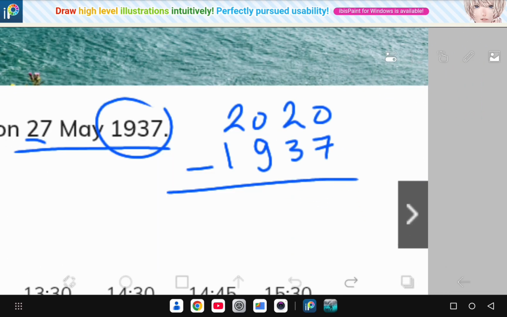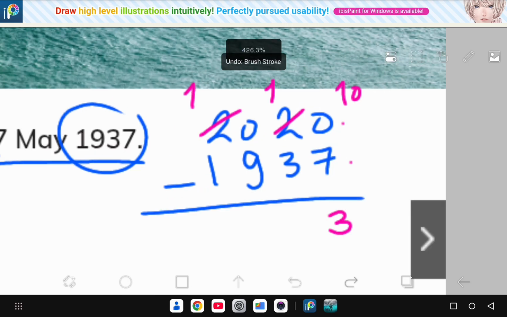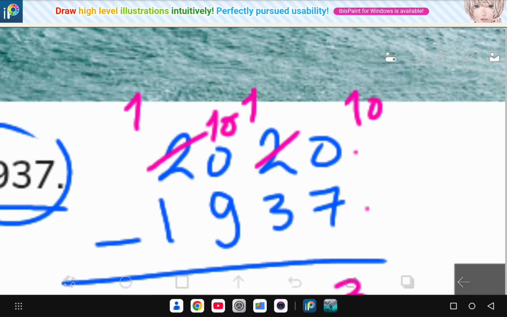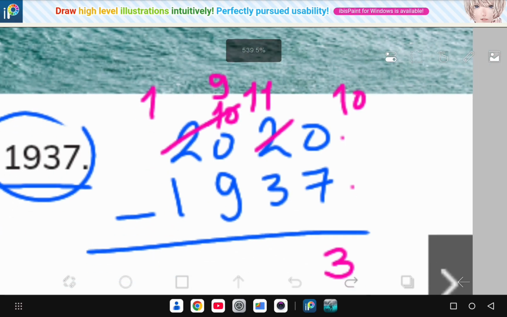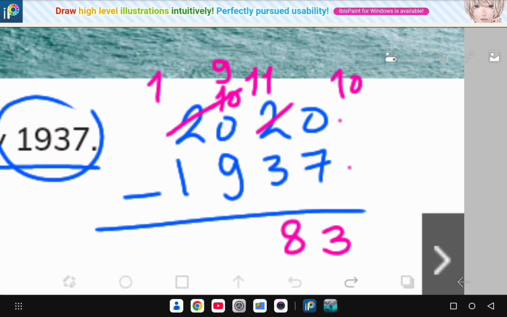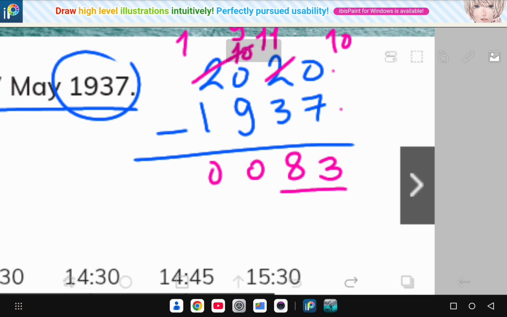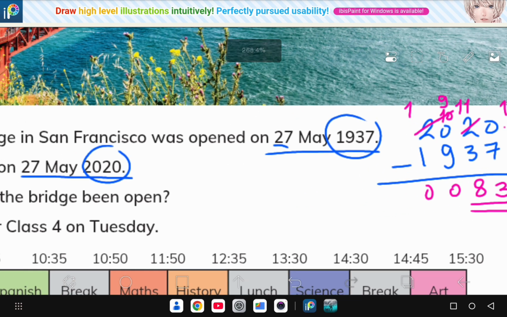Change the color. 0 minus 7, I can't. I will take from 2, it will be 1. 0 will be 10. 10 minus 7, 3. 1 minus 3, I can't. Can I take from the 0? No, I will take from 2, it will be 1. The 0 will be 10, and I will take 1 from it, so it will be 9, and my 1 will be 11. 11 minus 3 is 8. 9 minus 9 is 0. 1 minus 1 is 0. So how many years? 83 years.